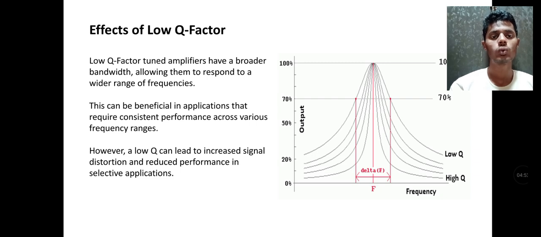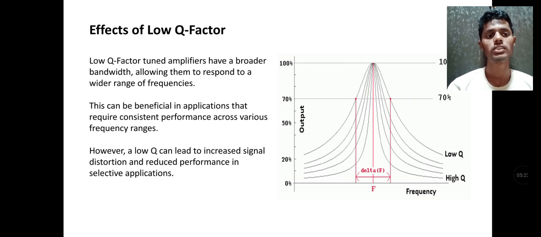Effects of low quality factor. Low quality factor tuned amplifiers have a broader bandwidth, allowing them to respond to a wide range of frequencies. This can be beneficial in applications that require consistent performance across various frequency ranges. However, a low Q quality factor can lead to increased signal distortion and reduced performance in selective applications. This graph represents the case when the quality factor is low.